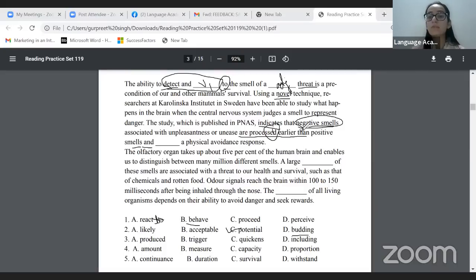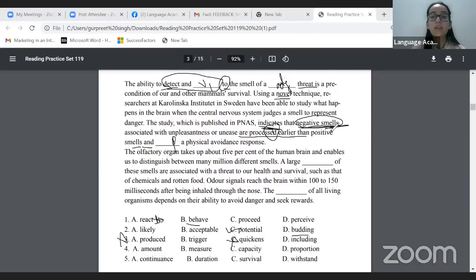So the noun is plural, smells. That means we need a verb without S. So first of all, you will eliminate if there is any word with S. Then this sentence is present tense. So we don't need past tense. We can eliminate anything which is past tense, produced.